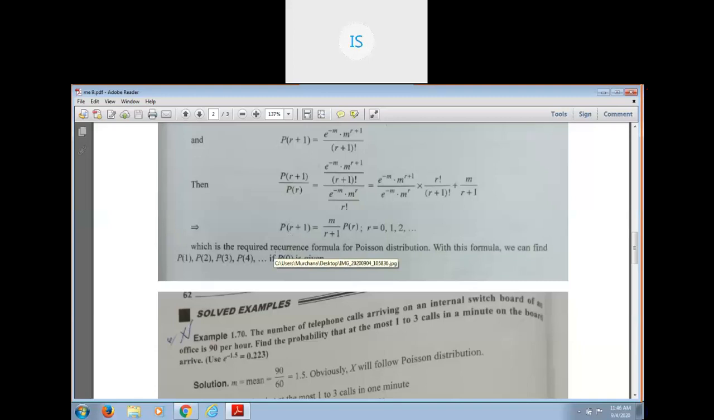Suppose you are asked to find the value of x equals 1. Then what do we do? If we are interested in finding the value of x equals 1, then you must put r equals what? Can you guess it? Tell me, if we want to find x equals 1, then r equals what?